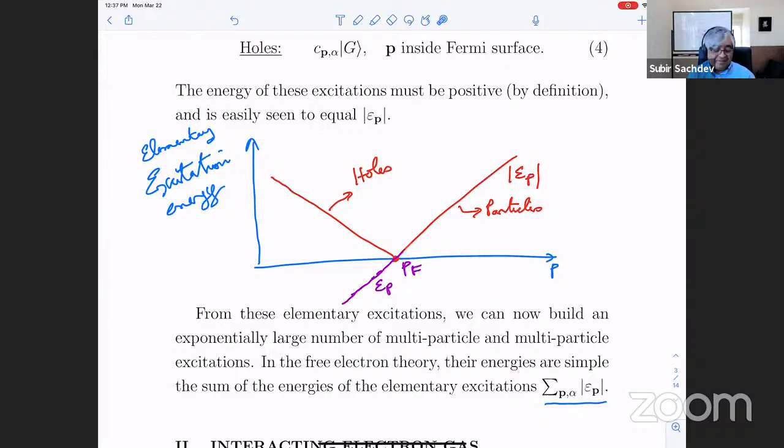even once you put in any lattice. Because what can happen once you have a lattice, and this is not a small effect, is that the Fermi surface can change its shape. There's no guarantee the Fermi surface should have the same shape for the interacting electron gas as it has for the free electron gas.